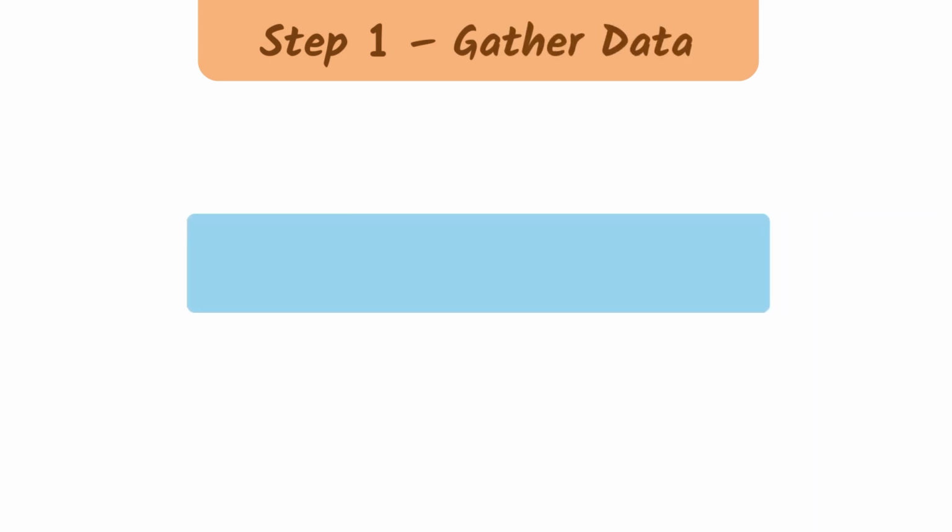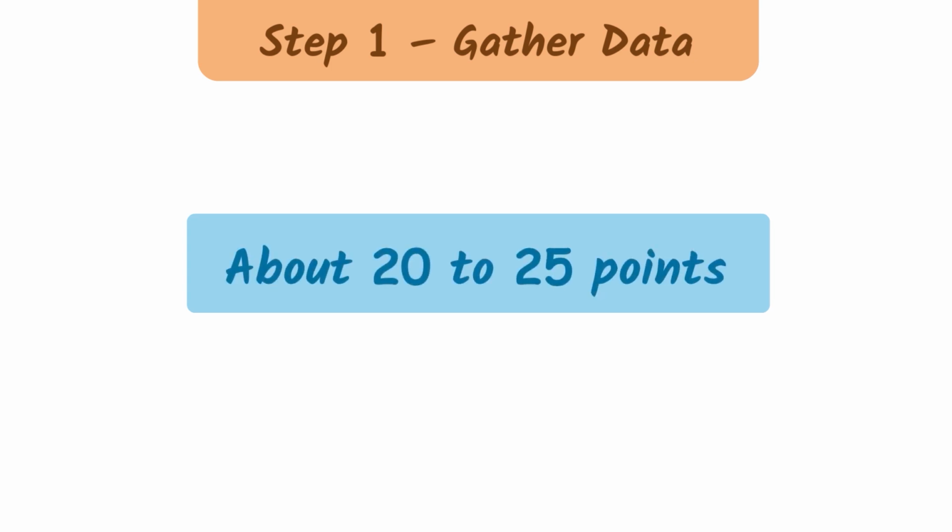Let's begin. Step number 1, gather data. Two very important points to remember here. You need about 20 to 25 consecutive data points to construct a meaningful control chart. Less than 20 or more than 25 points might skew the results.